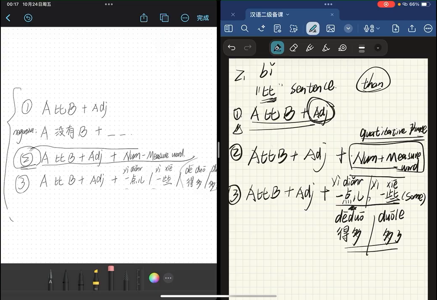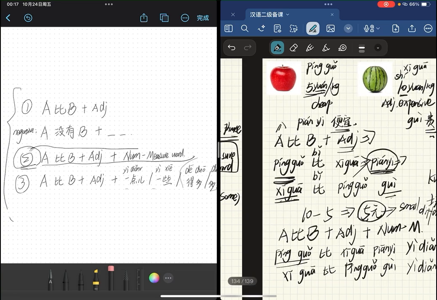Okay, so it's A比B adjective and add the words expressing degree. So this is the second structure. You can't use the quantity phrases and the degree words at the same time. If you want to compare more specifically, you use a quantity phrase, and if the difference cannot be measured by numbers, you use words expressing degree.